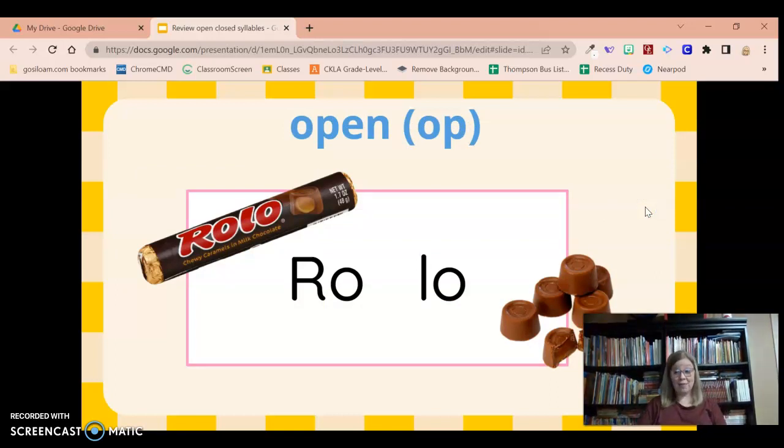And here is our candy for our open syllable. Rolo. I mean, perfect, two open syllables. Ro, lo. There is nothing after those O's, and so those O's say their long sound.